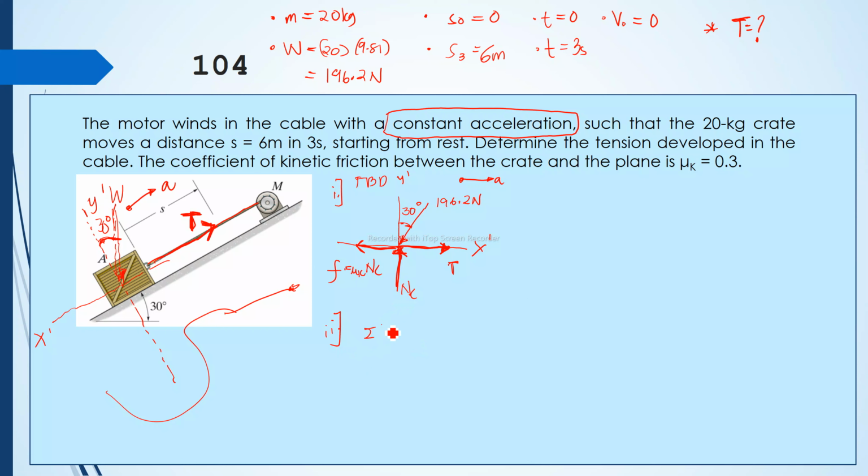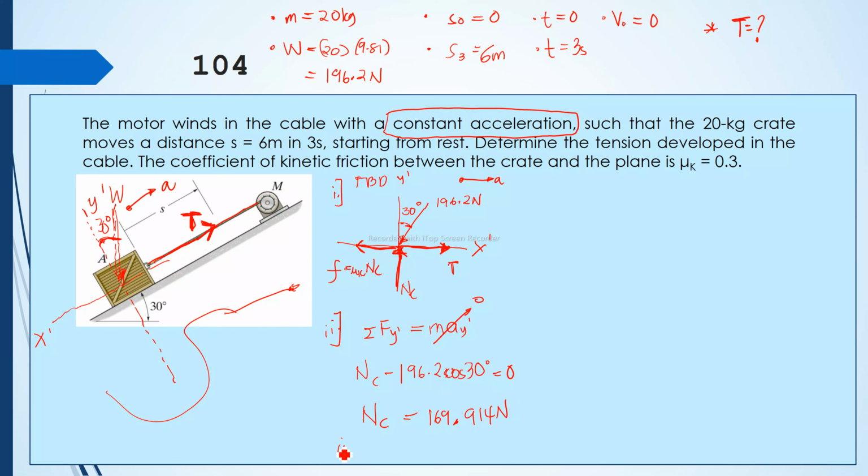The summation of forces along y prime is equal to mass times the acceleration along y prime. If you look at the y prime axis, there is no acceleration because the acceleration is moving along the x prime axis. Automatically, this is zero. Then we have the normal force minus the weight, 196.2 newtons cosine 30 degrees, equal to zero. From this we can obtain our normal force, which is 169.914 newtons.